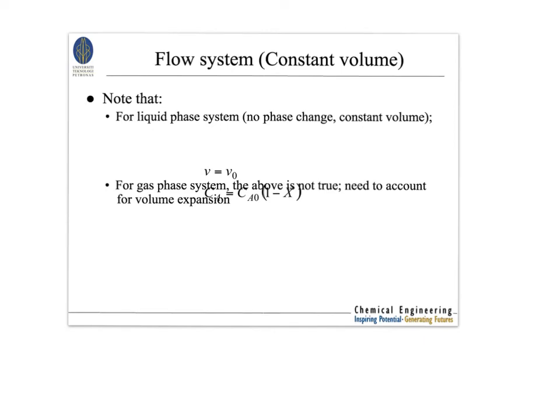Some notes for you to remember. For a liquid phase system, there is no phase change, so the volume is constant. So we have V equals V_0, and C_A equals C_A0 times (1 minus X). However, this equation cannot be used for a gas phase system, because for gas phase we need to include the volume expansion in the calculation.